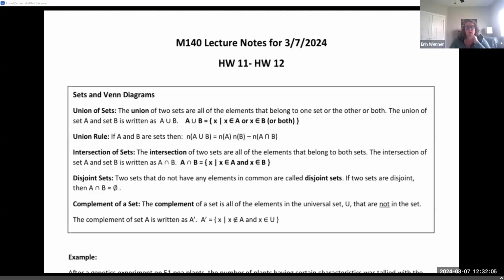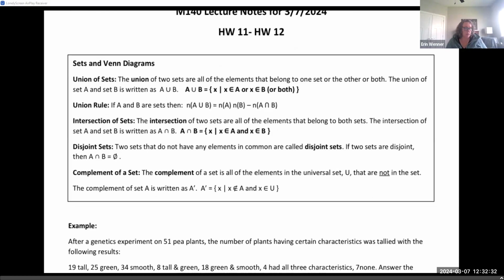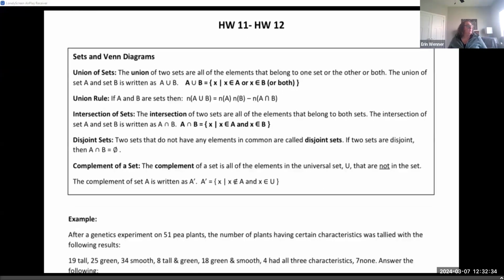All right, so what we are looking at here is just a little bit of information about sets and Venn diagrams. Again, there's way more information that you will see and learn in the main videos for the instruction, right? But in order to be able to talk about Venn diagrams, we do need to talk about these couple of definitions.